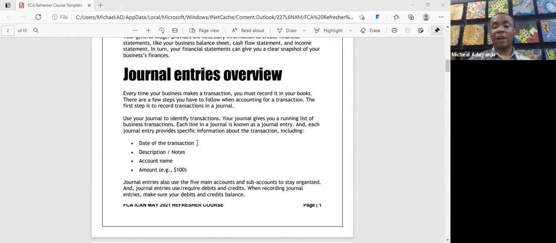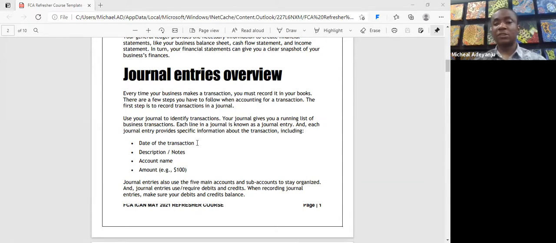Journal entries also use the five main accounts and sub accounts to stay organized. Yes, remember the five main accounts: we have the assets, the liabilities, the equity, the expense, and the revenue. And the sub accounts are just examples of these accounts themselves. And journal entries use debit and credit as well.